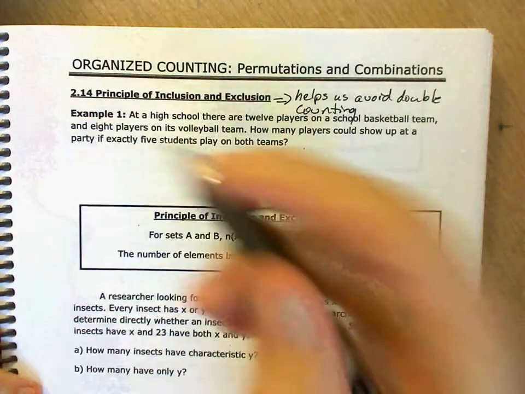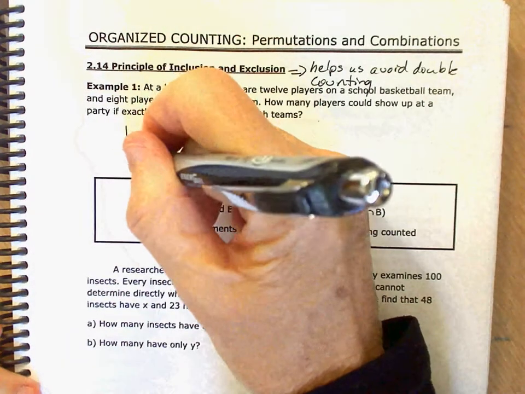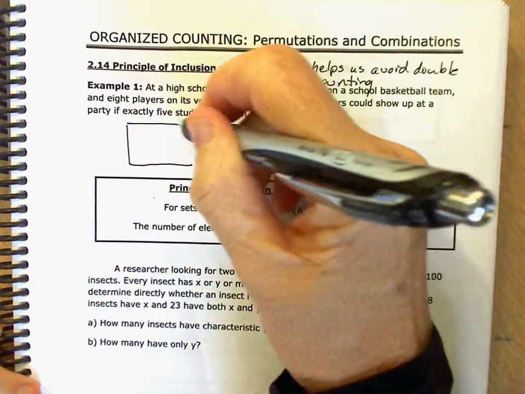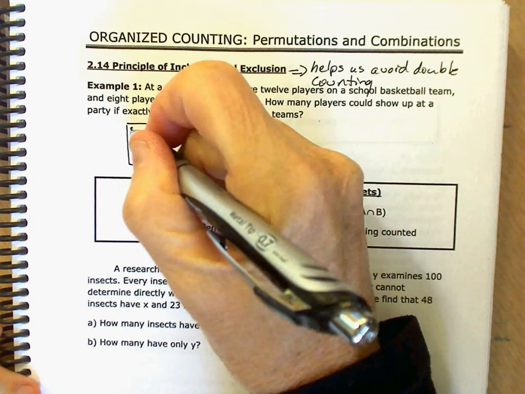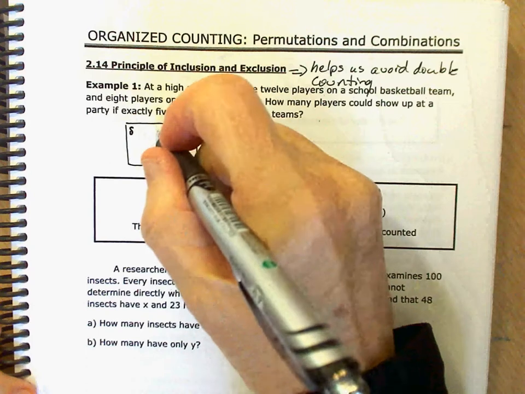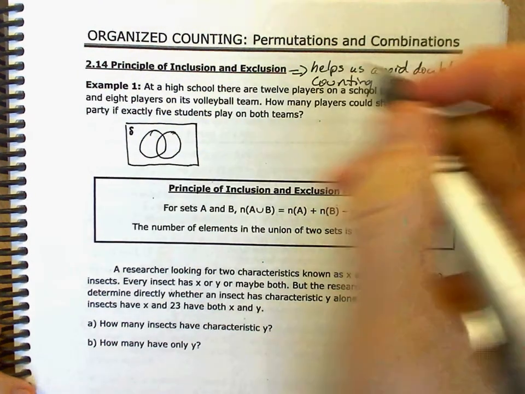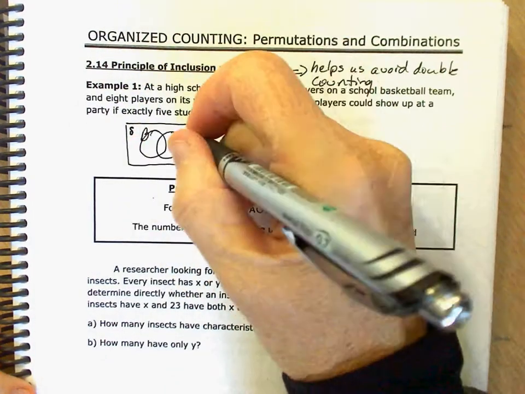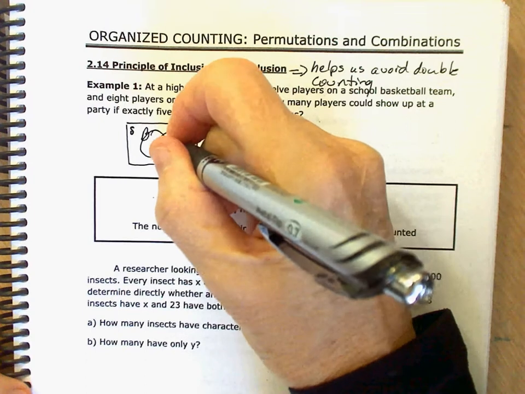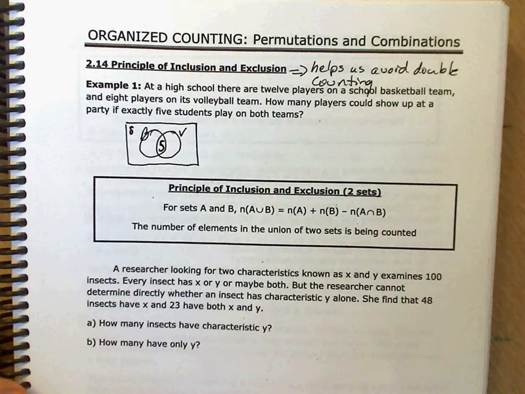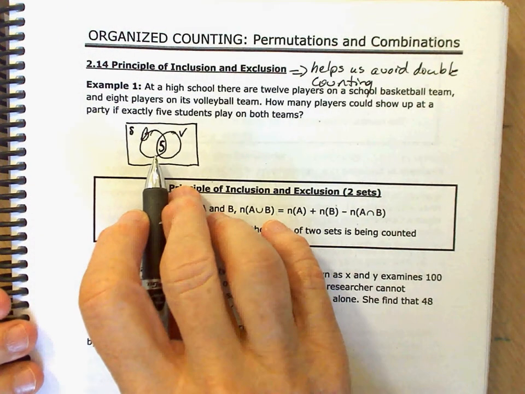Okay, so let's just look. We're going to draw a Venn diagram for this situation. Here we have our box for the Venn diagram with S for the universal set. We have a blob and a blob. There's some intersection between the basketball team and the volleyball team, and we know that 5 players play on both, right? So there's an intersection of 5.